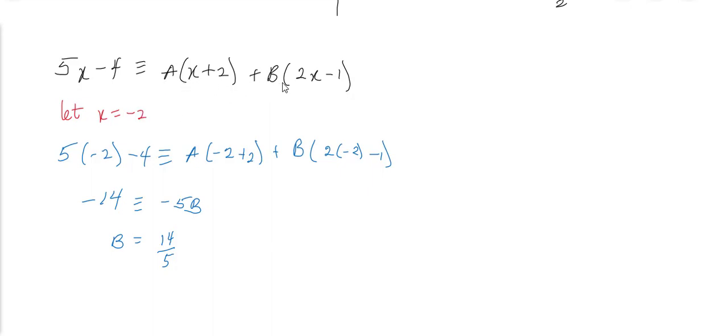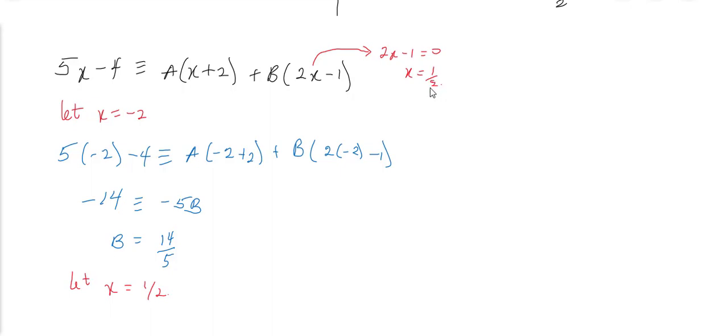Sorry, the constant. Now the next one, again, I'm going to do a substitution. Let x be equal to 1 over 2. Like I said previously, if you don't know the value to be substituted, all you need to do is equate that expression to 0 and solve for x. 2x minus 1 is equal to 0, and if you solve for x, x is going to be equal to 1 over 2.